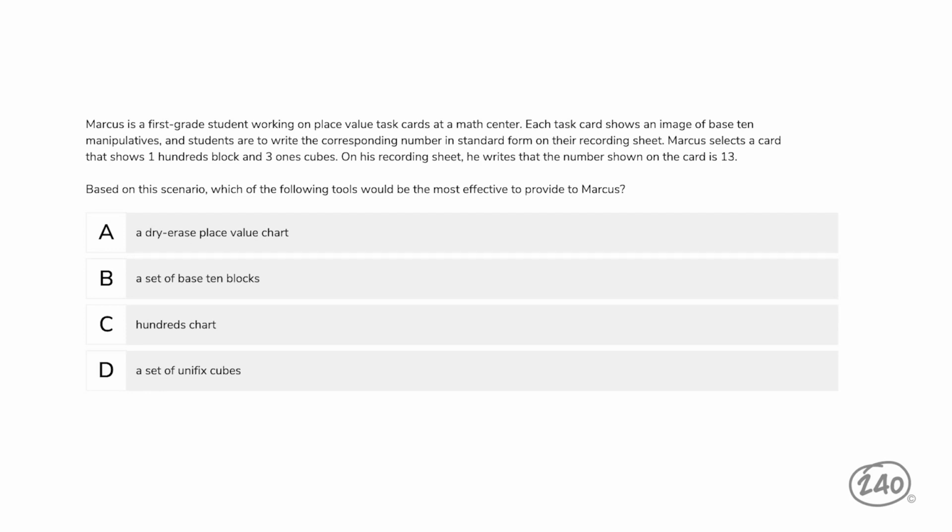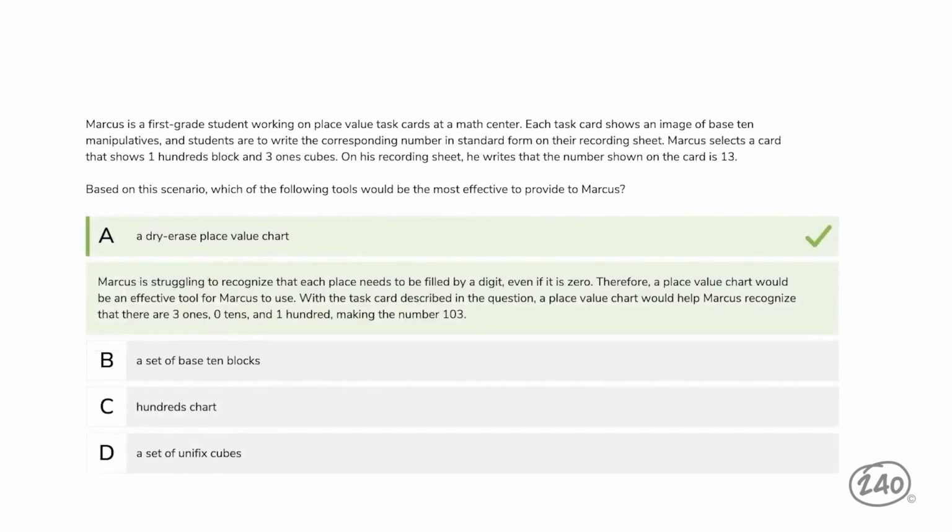Marcus is struggling to recognize that each place needs to be filled by a digit, even if it is 0. Therefore, a place value chart would be an effective tool for Marcus to use. With the task card described in the question, a place value chart would help Marcus recognize that there are 3 ones, 0 tens, and 100, making the number 103.